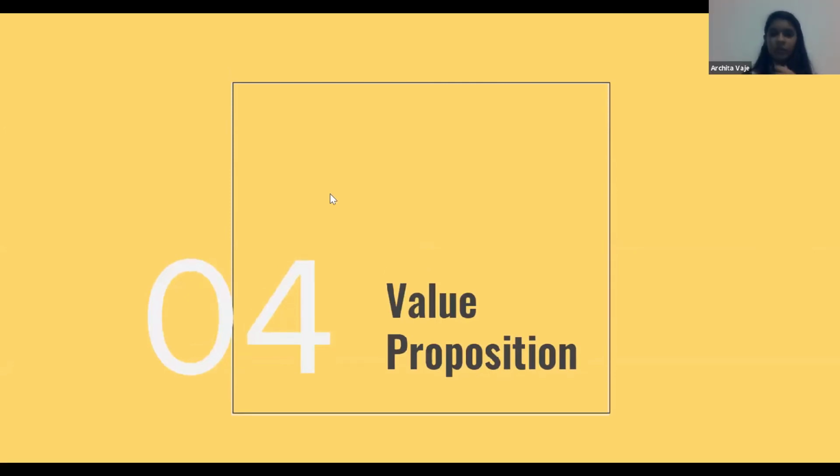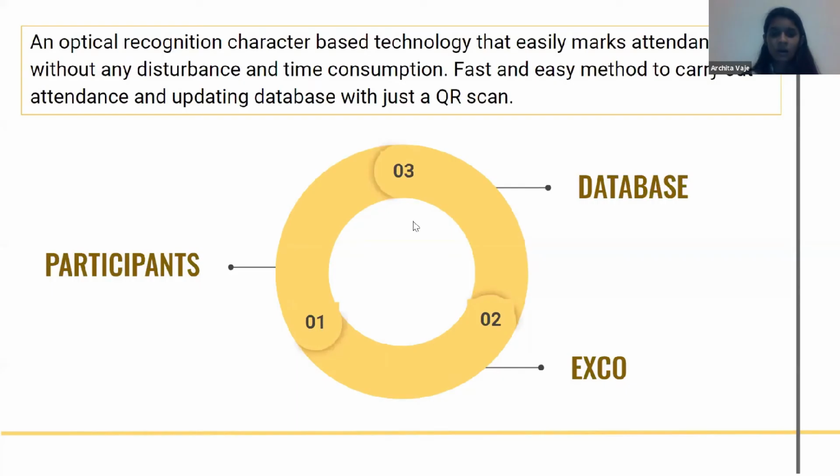Okay, so now we'll be going through the value proposition of our tool. A very valid and obvious question is, why is this tool a feasible solution for our problem? Aside from the fact that it will save an ample amount of time, the tool directly updates the database, thereby also avoiding any delays and any post-attendance related work for the excos. This will also avoid delays at the beginning of the event, as well as any disturbances during the event, for example, if any participants join late. It's a super fast and easy method to take attendance and also update the database thereafter.